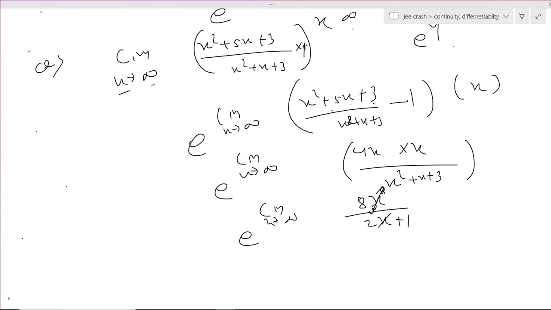So again, this is infinite by infinite. So what you can do, you can use the rule again. In one question, you can use the rule multiple times. No issues. All right, until you get the finite value. So you can differentiate this again, we'll get 8 by 2.